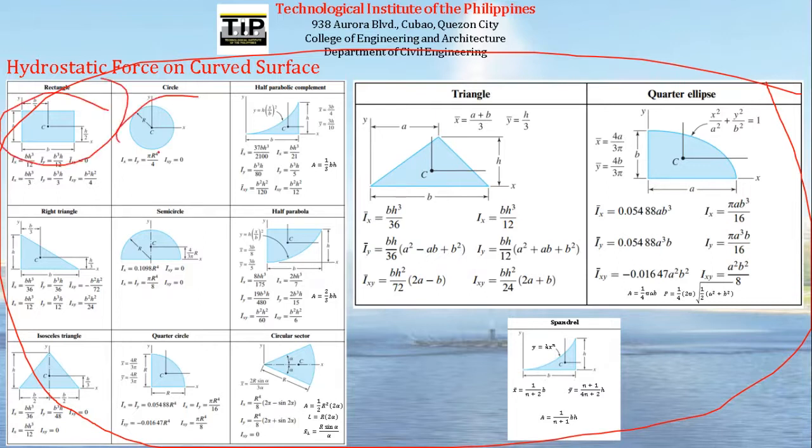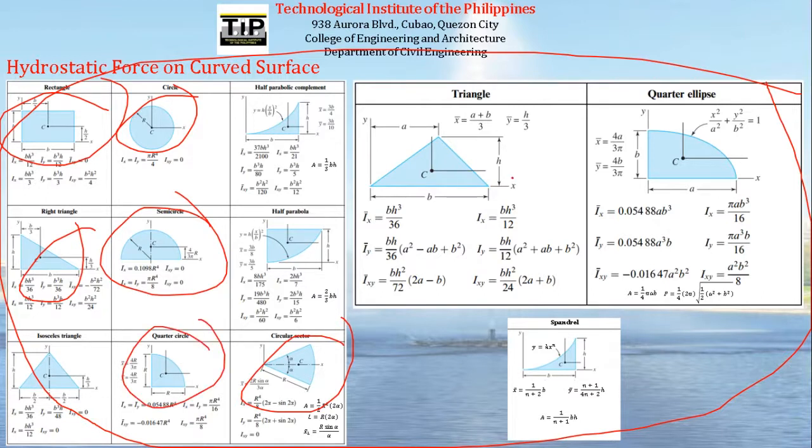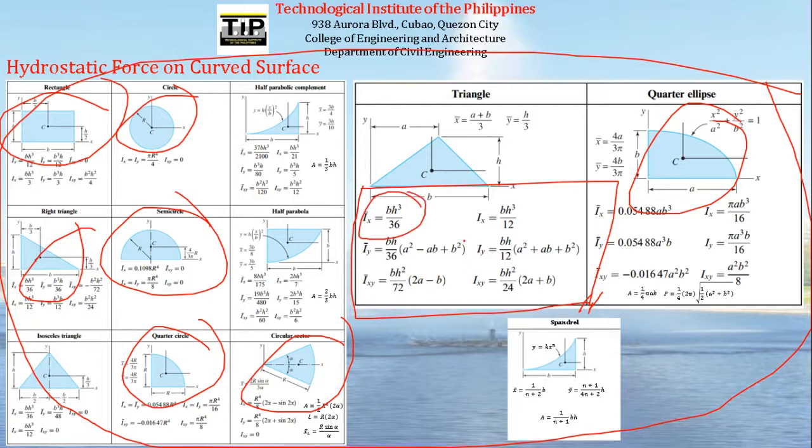For example, this rectangle, circle, semicircle, triangle, section or segment, quarter circle, ellipse. So these are derived formulas for the moment of inertia. Again, we will use moment of inertia for the computation of the eccentricity.